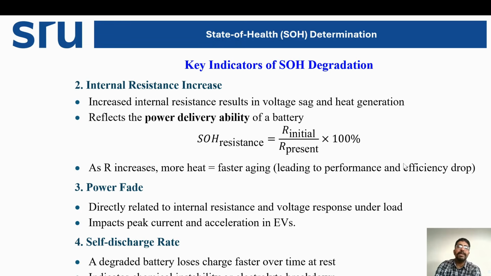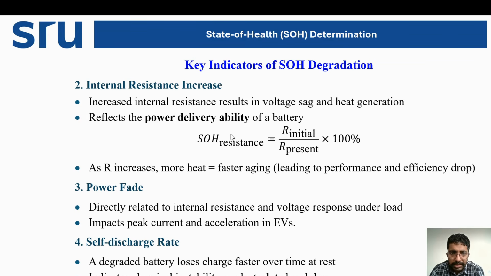Similarly, come to the second parameter, that is internal resistance increase. For older or aged batteries, the internal resistance will be more, like for humans or even animals. As a person ages, the bones get weakened and loose, and we can consider it like that. It increases the internal resistance, which results in voltage sag and heat generation. So internal resistance will be more as the battery gets older, and the power delivery ability of the battery will be reducing.